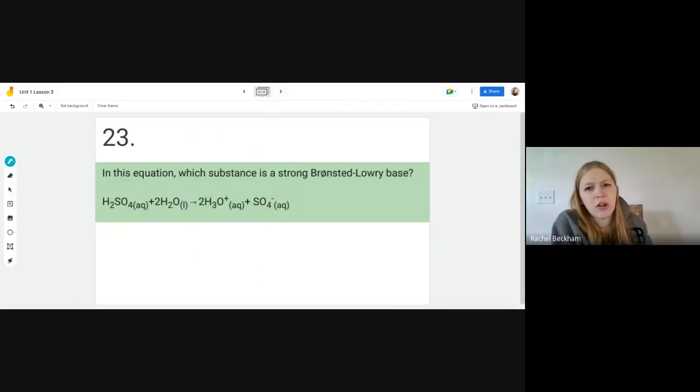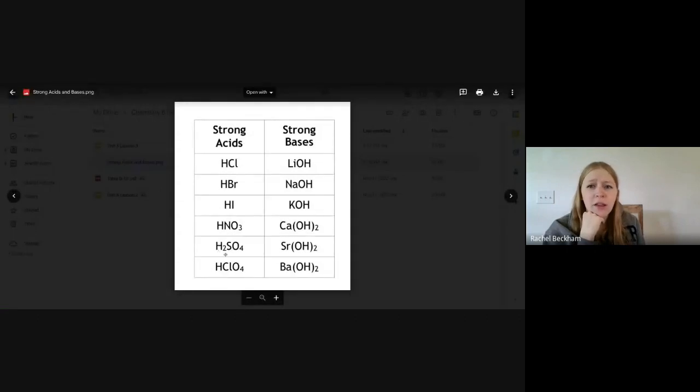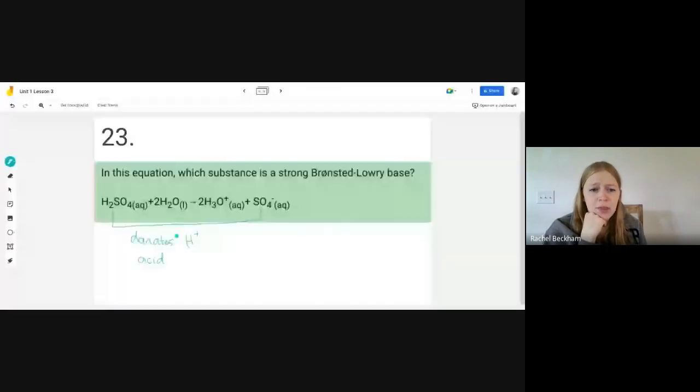So in this question here, it says, which substance is the strong Bronsted-Lowry base? The H2SO4 donates a hydrogen. So right there, when you look at that, it is the acid. And when you look at our list, H2SO4 is a strong acid, right? H2SO4 is a strong acid. So I'm going to write that down, that it is a strong acid, okay?